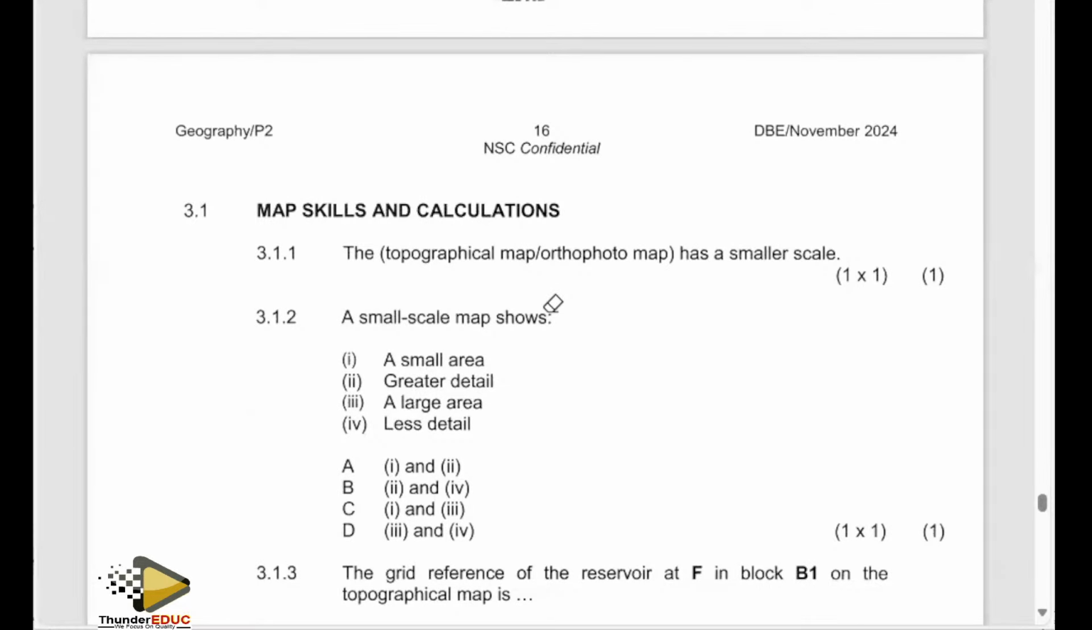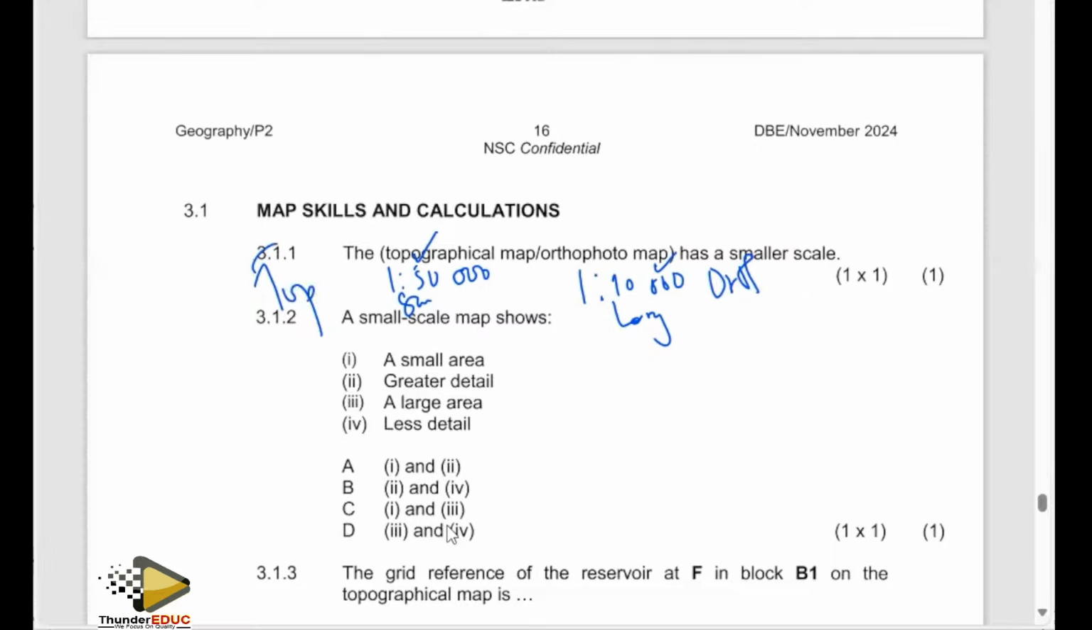The topographical map or orthophoto map has a smaller scale. Which one has got a smaller scale? We are comparing the two scales. We know our scale for the topographic is 1:50,000, and for the orthophoto it is 1:10,000. So the question is saying which one is small, 1:50,000 or 1:10,000. When we are comparing these two scales, this is a small scale and this is a large scale. So this is for the orthophoto and this is for the topographic.